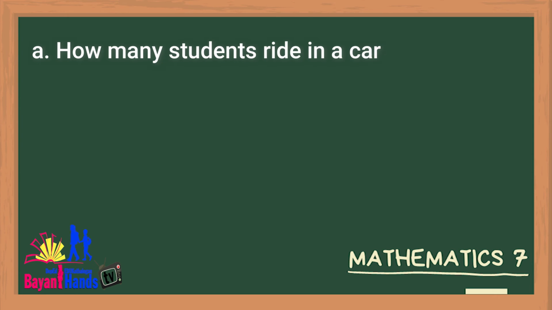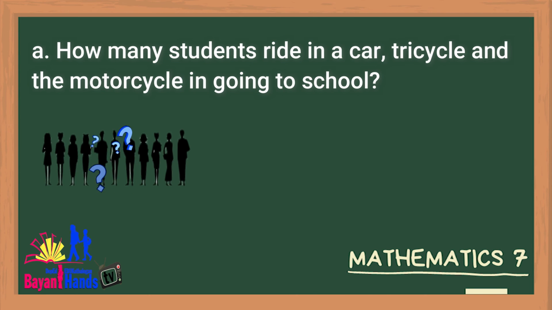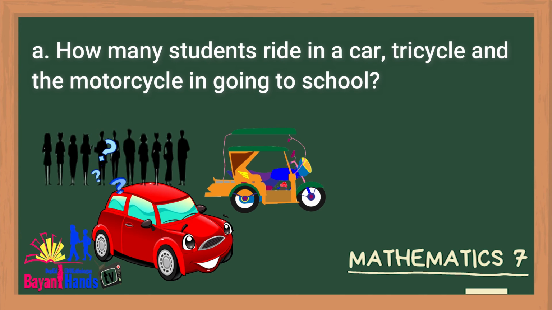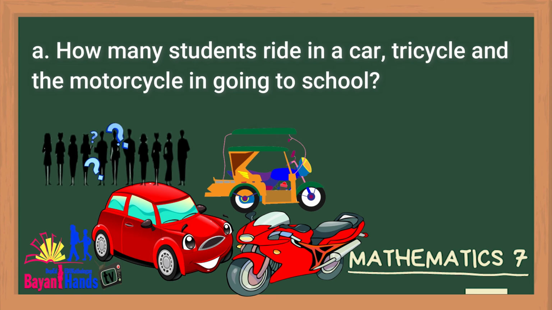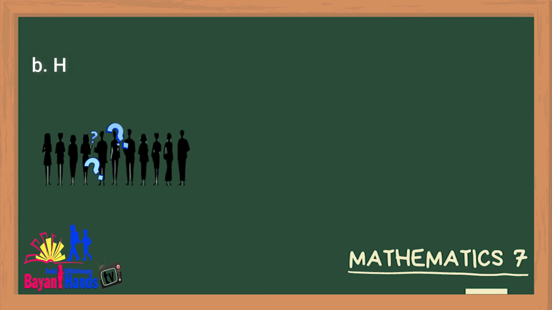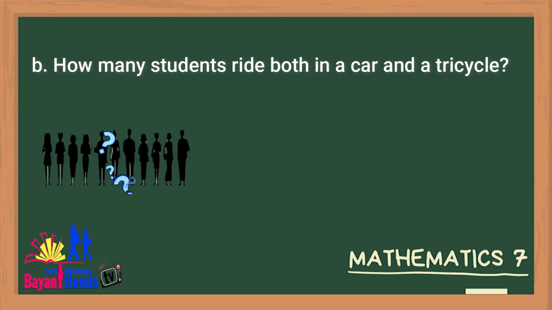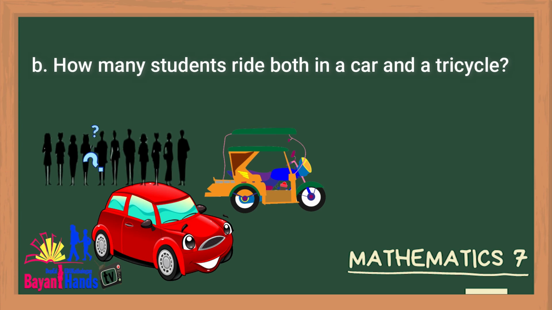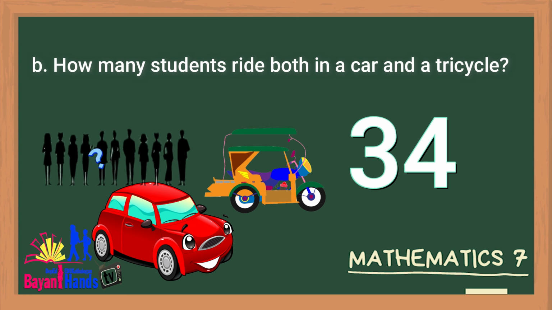And now let us check your answer. Letter A. How many students ride in a car, tricycle, and a motorcycle in going to school? Answer. 15 students ride in a car, tricycle, and motorcycle. Letter B. How many students ride both in a car and a tricycle? Answer. 34 students ride in both car and tricycle.